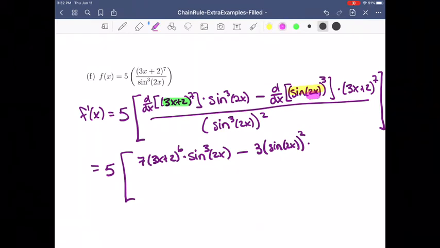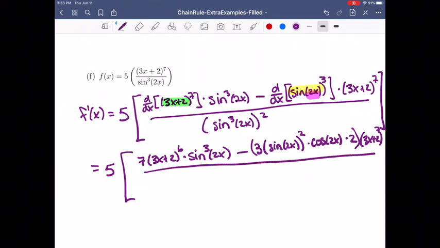So now my inside is just 2x. So the derivative of sine of something is cos of something, and then I need to multiply by the derivative of the something, which is 2. So all of that is the derivative there. And then we still have this 3x plus 2 to the power 7. And down here, this is sine cubed and then all squared, so it's going to be sine to the power 6 down here, because I want to multiply those exponents.